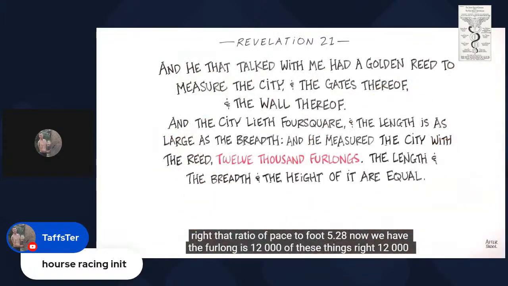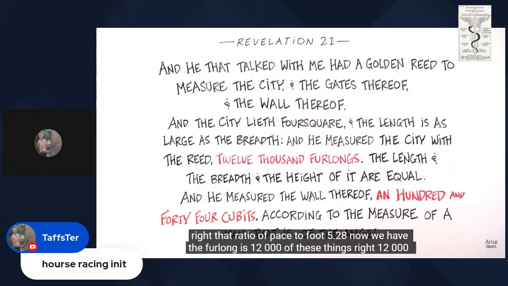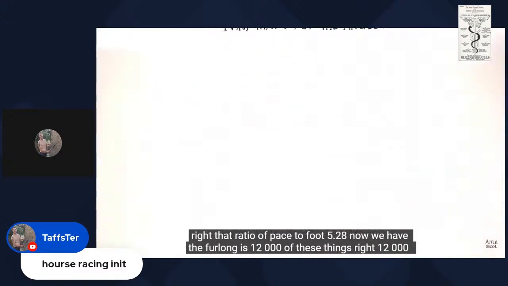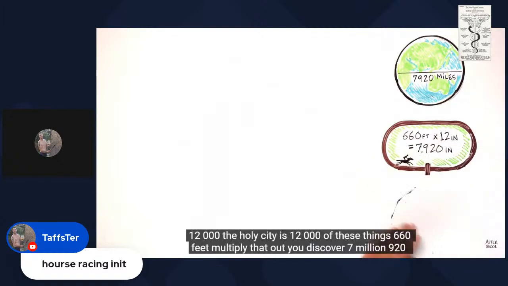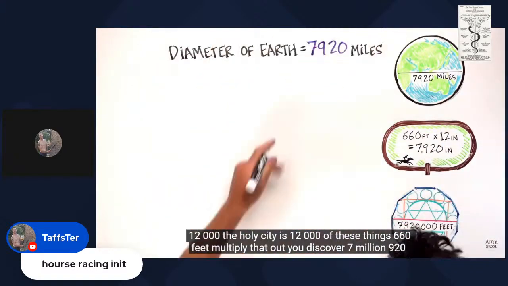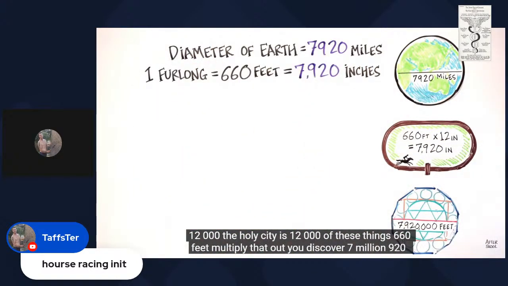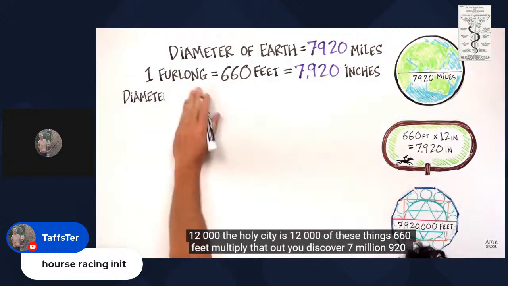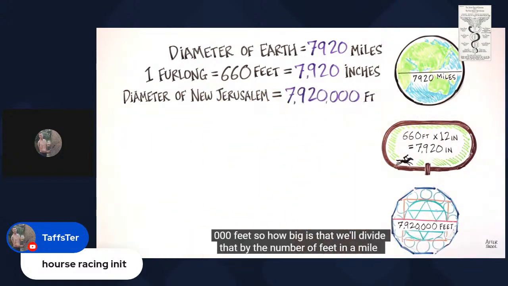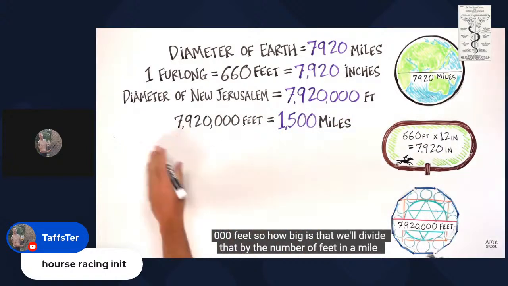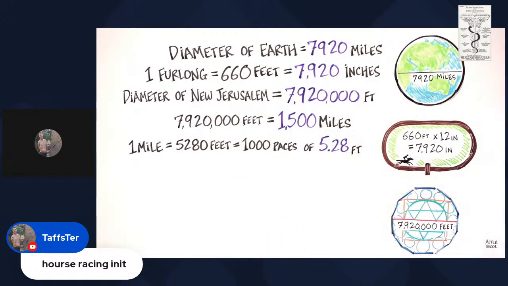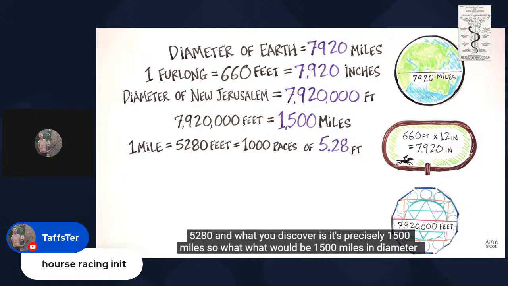Now, the furlong is 12,000 of these things, right? The holy city is 12,000 of these things, 660 feet. Multiply that out, you discover 7,920,000 feet. So how big is that? We'll divide that by the number of feet in a mile, 5,280, and what you discover is it's precisely 1,500 miles.